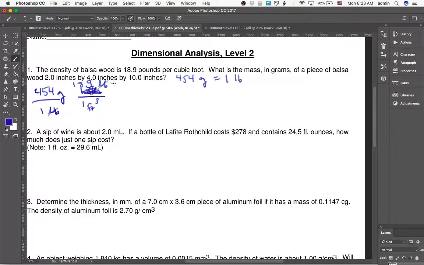It looks like I'm going to find a volume in inches, and there is a rectangular piece of balsa wood with these dimensions. So I'm going to have to say that in 1 foot there are 12 inches, but this whole thing needs to be cubed because we're talking about cubic feet. And now here are the inches, 2.0 times 4.0 times 10. That's inches times inches times inches, which is inches cubed. Notice the cube does not go out here because these are already inches. You do not need to cube this.